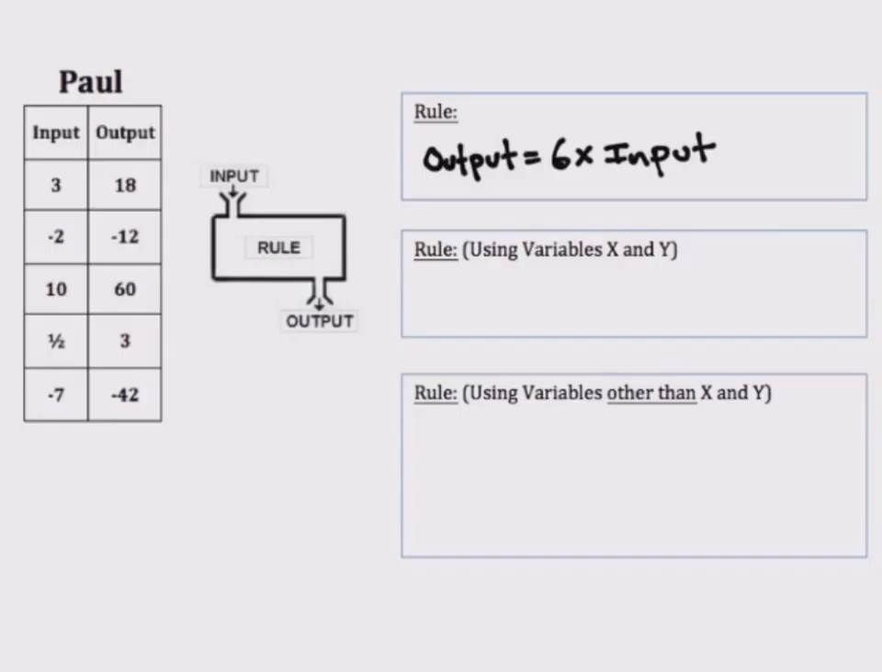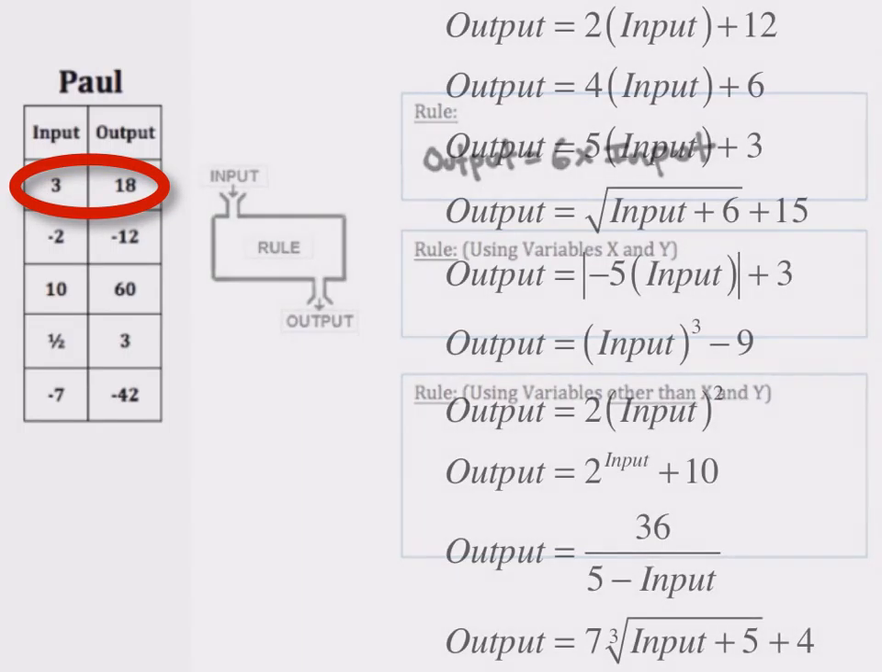Now, perhaps after looking at just the first input-output pair, maybe you thought that the rule was the output equals the input plus 15. But be careful. The rule has to work for all of the input-output pairs. It can't work for just one or just two. For instance, with just this input-output pair, here's a list of 10 different rules that would have worked.